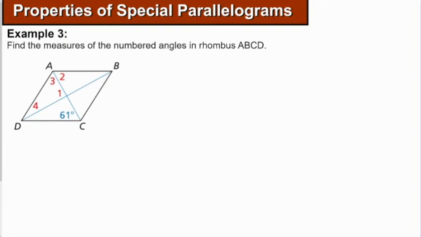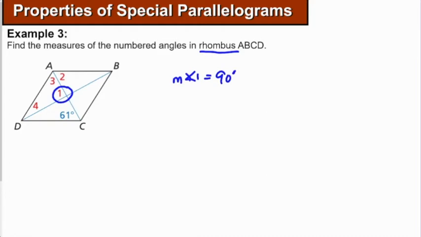So we can use these theorems with rhombus to find the measure of all the angles in this drawing. Example 3 says find the measures of the numbered angles in rhombus ABCD. They're already telling us it's a rhombus. So since they're already telling us it's a rhombus, what must be true about angle 1? The first theorem that we learned was that the diagonals in a rhombus are perpendicular. Therefore, the measure of angle 1 must be equal to 90 degrees.